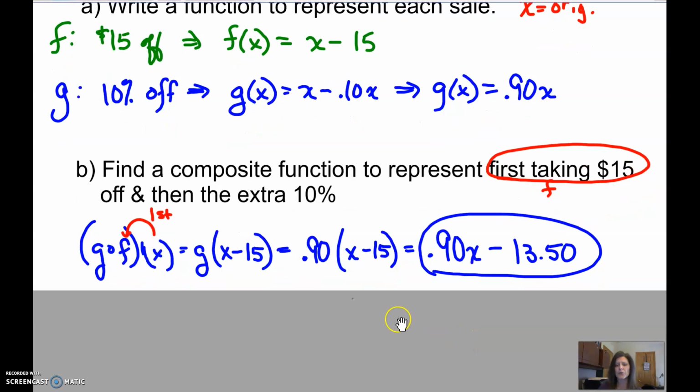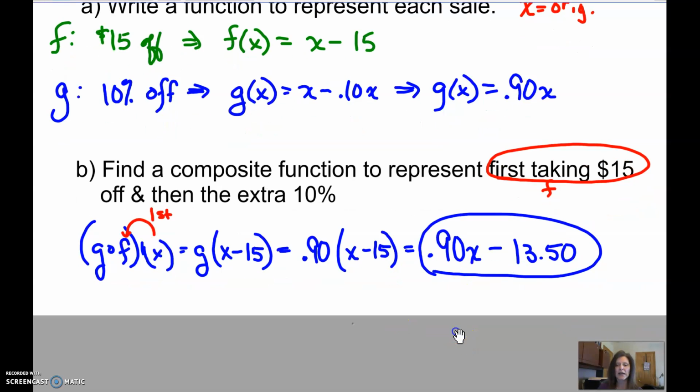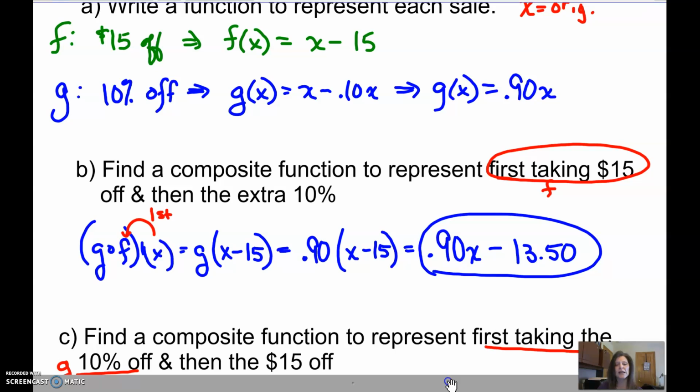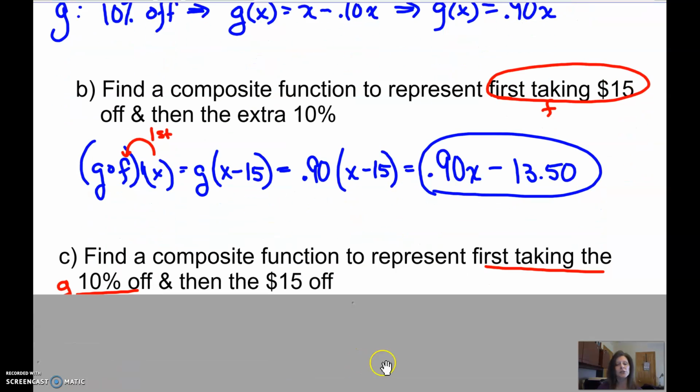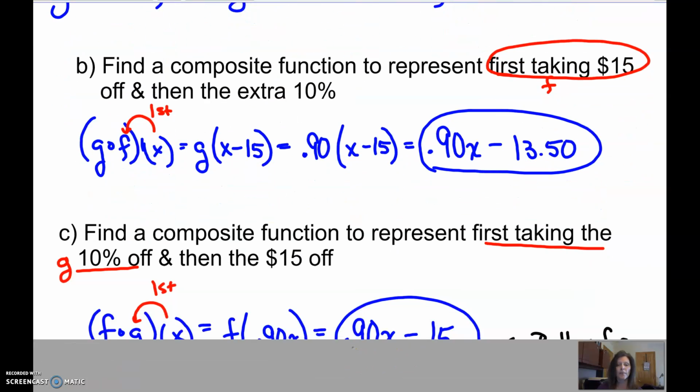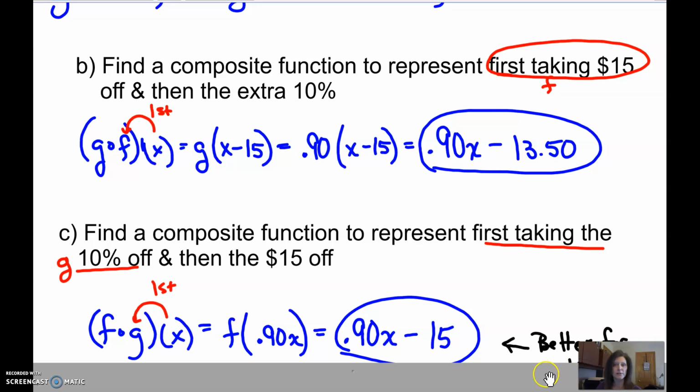Now, what if we did it the other way around? What if we said that we want to first take the percentage off and then the $15? Well, if I want to first take off the percentage, that means I have to do g first, and then we'll apply f. So on this one, you would actually be doing f of g of x. So f of g of x is f of 0.90x. I plug that into f's formula, which is simply subtract 15. That's going to actually be the better deal.